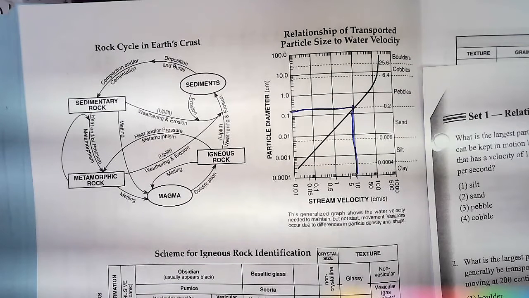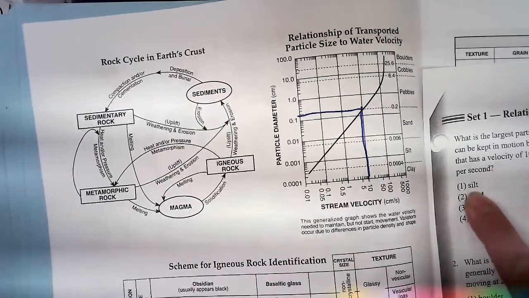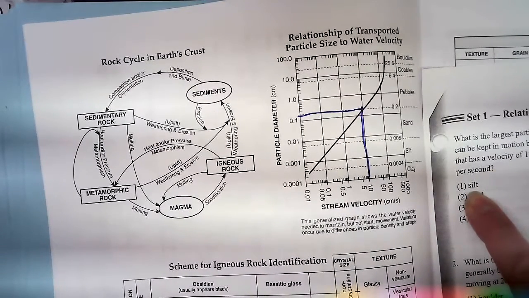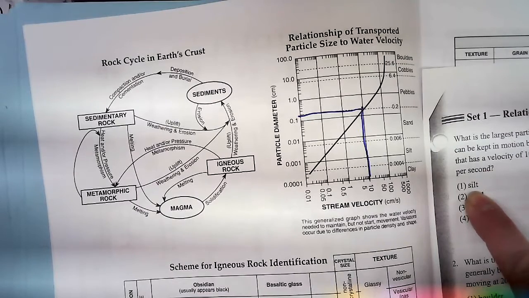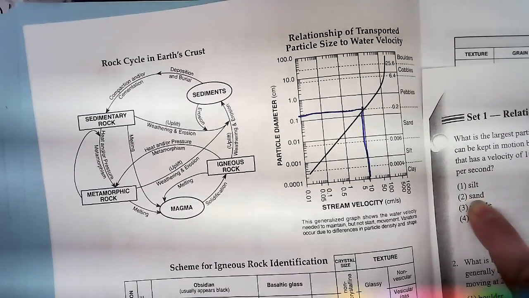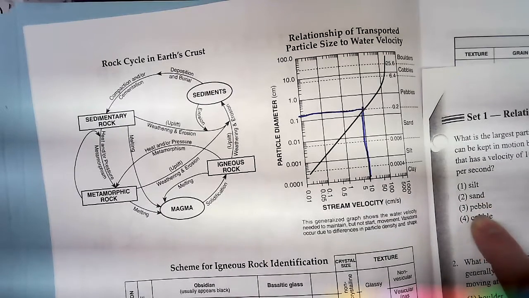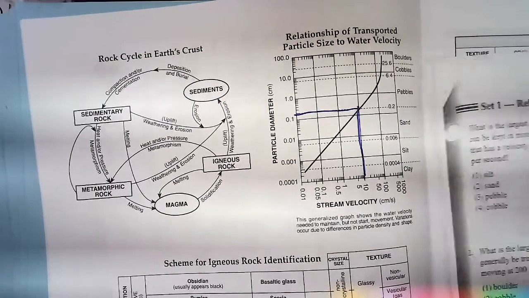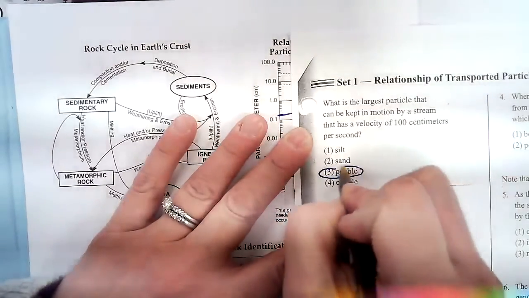So you point to the 100, the velocity of 100. Then what should I do? Go up till you hit the line. Right here. Now, do they even ask us how big that is? They do not. They just ask what is the largest particle that stream could carry. Let's go through the questions. Can it carry silt? Yes. But is that the answer? Why not? It's not the biggest. Can it carry sand? But is that the answer? Because it's not the biggest. Can it carry a pebble? Yes. Double check, can it carry a cobble? No. So the biggest thing it could carry is a pebble.